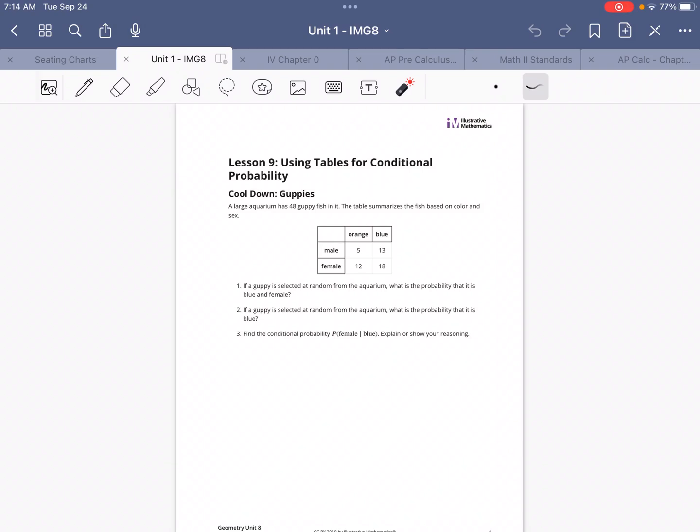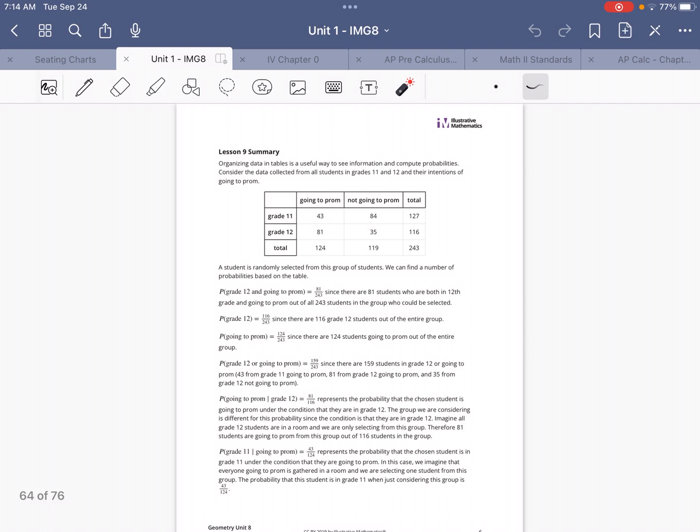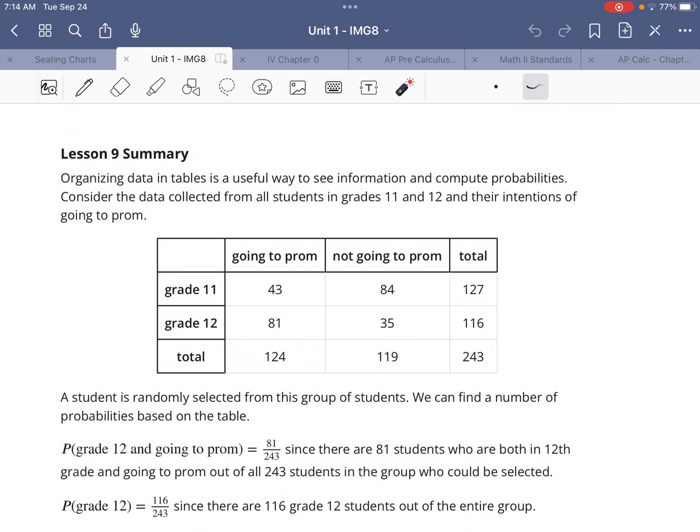All right, this is the key concepts and cooldown from our first unit, which is Geometry Unit 8, actually, for Illustrative Mathematics. And what we're going to be talking about is using tables for conditional probability. So, here we've got a table of values, which is a really helpful way for us to organize information. And also, it's helpful in computing probabilities. So, let's take a look at this data.